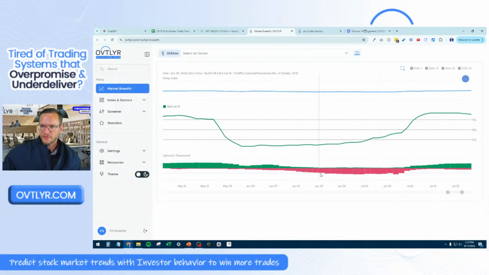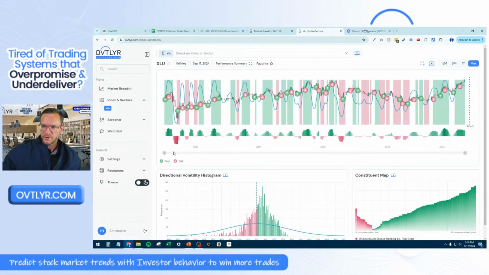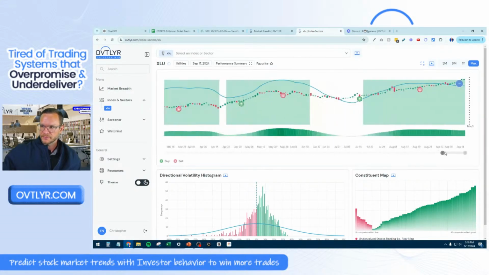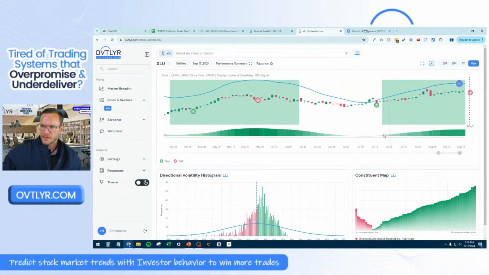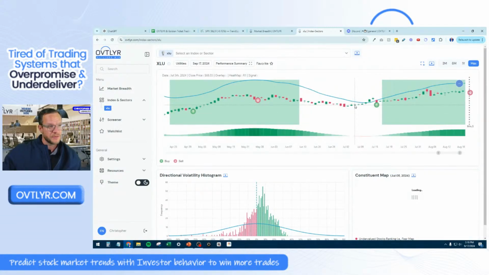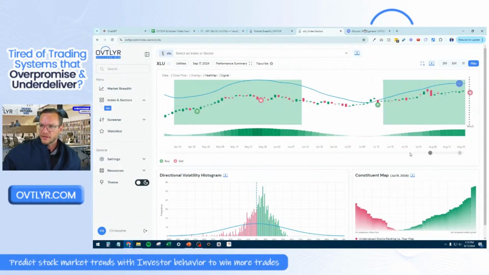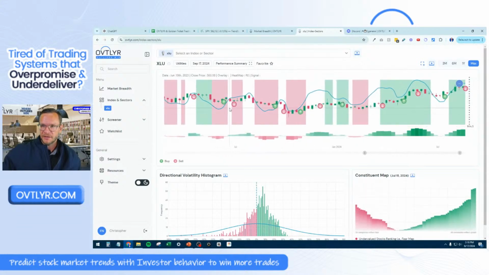You can see here the number of stocks with red overlays started to go back the other direction with more stocks having green overlays. So if we look at July 5th, that'd be right around this time. And in fact, we did get a buy signal on XLU about 3 or 4 days later. What I mean by the overlays is when you look at any chart inside of OVTLYR, you'll see the green overlays for an uptrend, red overlays for downtrend, and white overlays for a sideways trend.